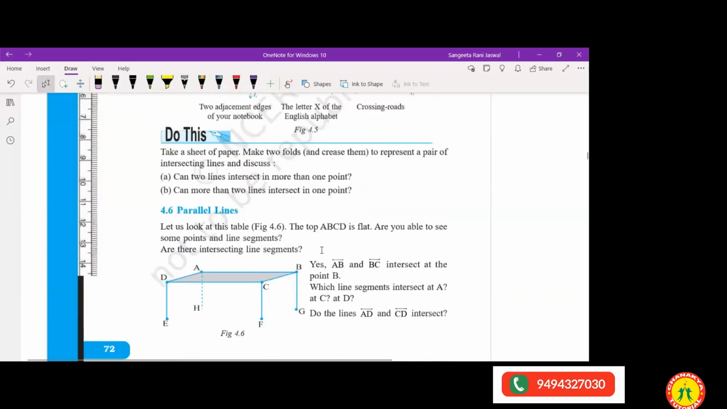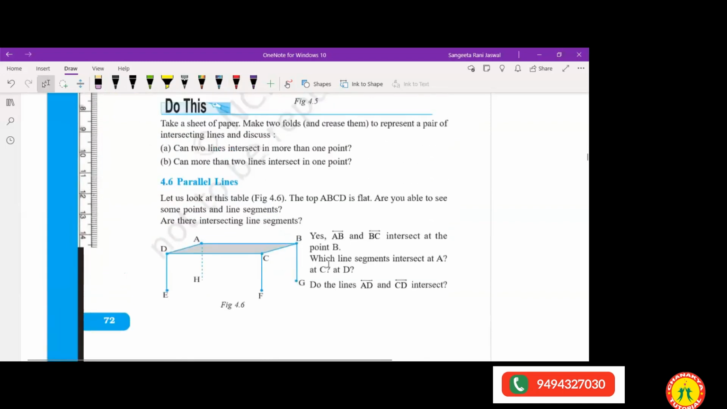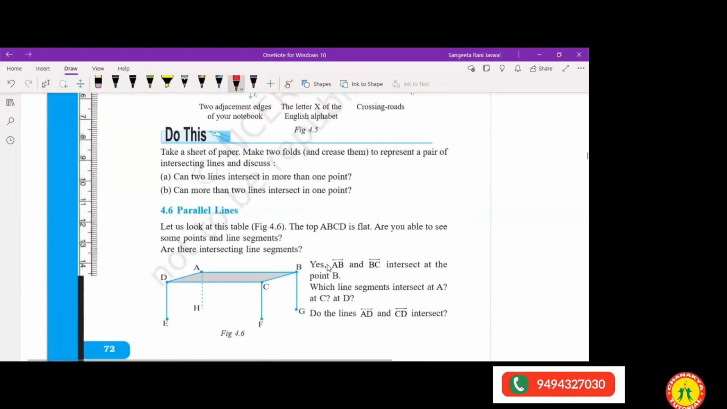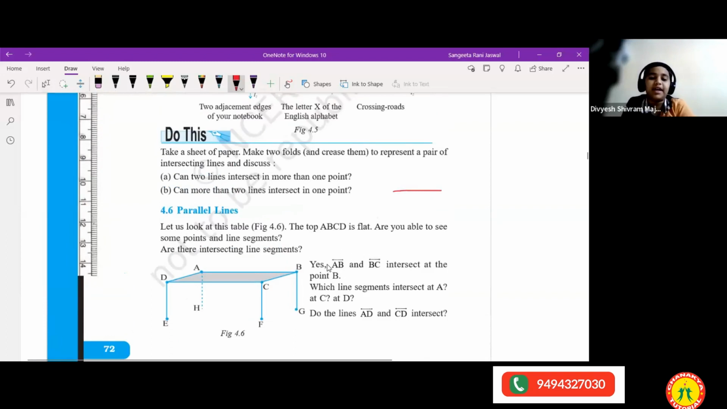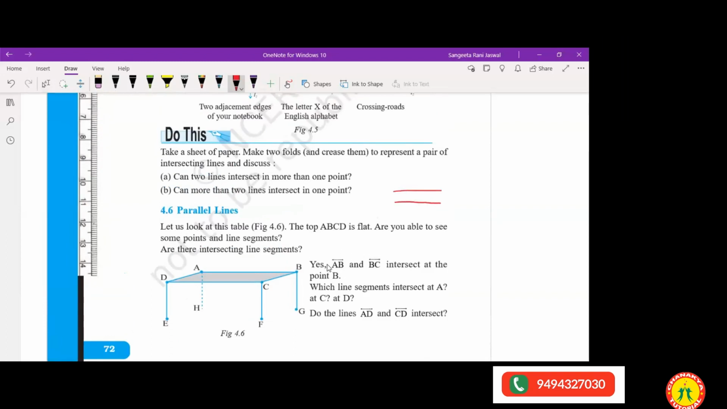Then you have parallel lines. Parallel lines are lines which go in the same direction, but they do not meet each other. Exactly. They never meet each other. They will never intersect anywhere, however far they go, like the opposite sides of a table. They will keep on moving and never intersect.